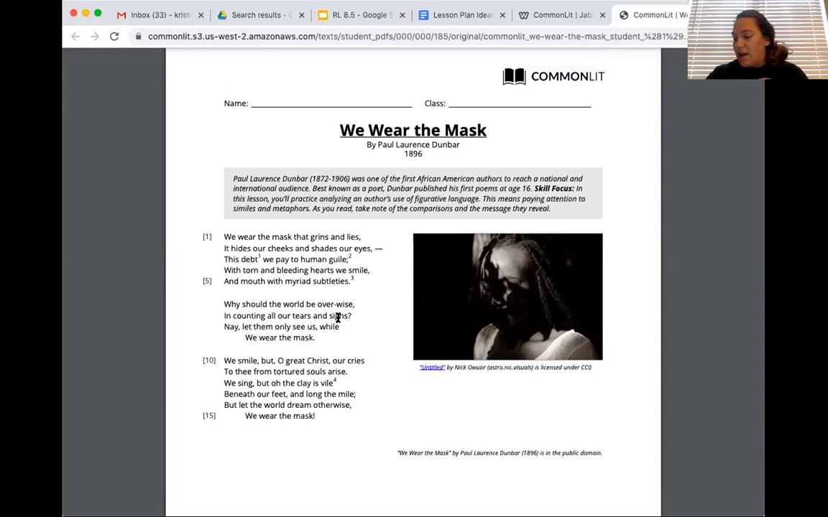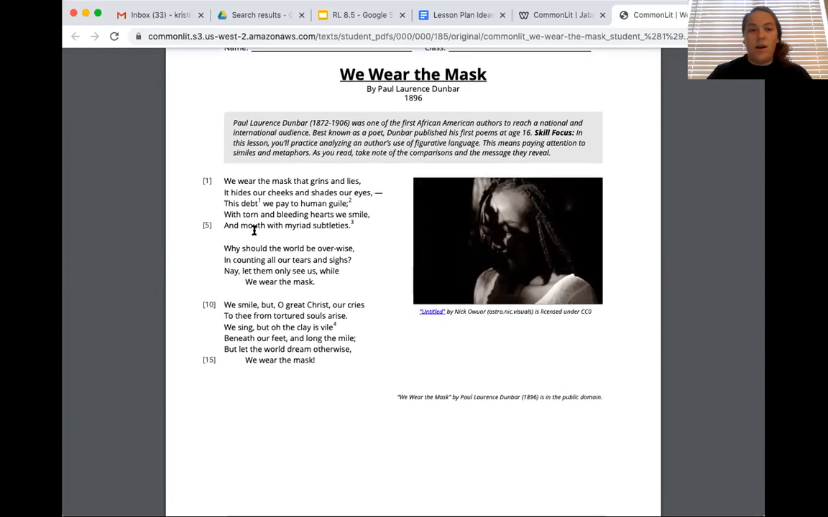So let's look at a couple of examples here in We Wear the Mask. The first thing I want to point out is where it says right here, we wear the mask that grins and lies. That would be an example of personification. Why is it personification? Well, the first thing we need to ask ourselves is, what does personification mean? Personification is the giving of human-like characteristics to something that is non-living. So we wear the mask being an object, okay, and that grins and lies. So the mask, what they use to cover their face.